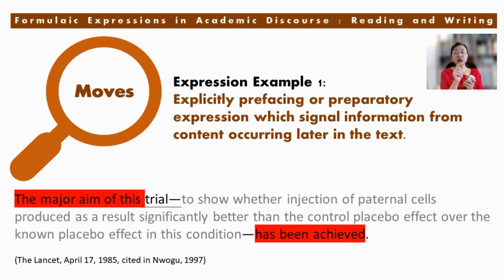The major aim of this trial to show whether the injections of paternal cells produce as a result significantly better than the control placebo effect over the no placebo effect in this condition has been achieved.